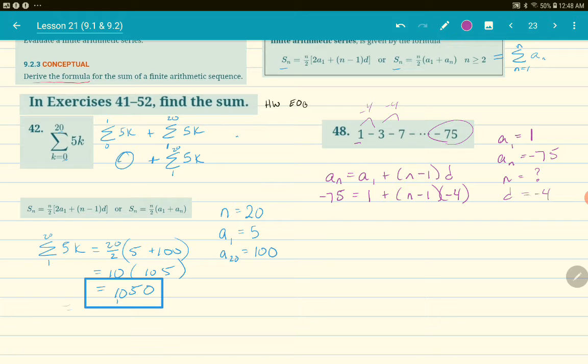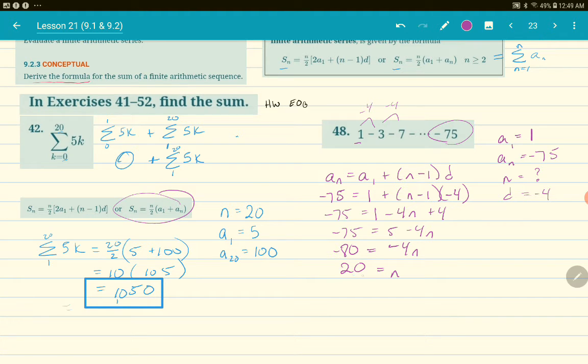So now I can solve for N. So let's see, negative 5. Simplifying this, I get on the right side, I get 1, distribute the 4, and I get minus 4n plus 4. And then subtracting 5 from both sides because I can combine the 1 and the 4, I get negative 80 equals negative 4n. So divide both sides by negative 4, and I get a positive 20. So now I have n, and now I can plug it into either one of these formulas.